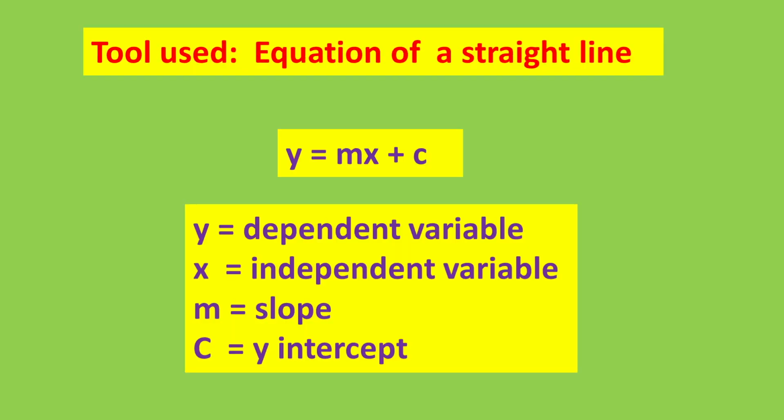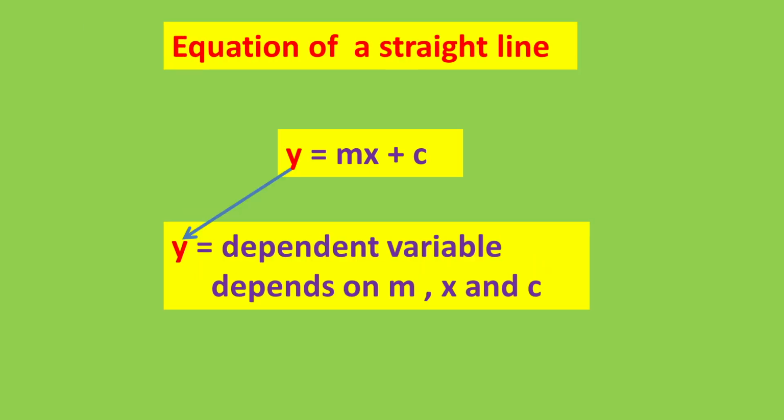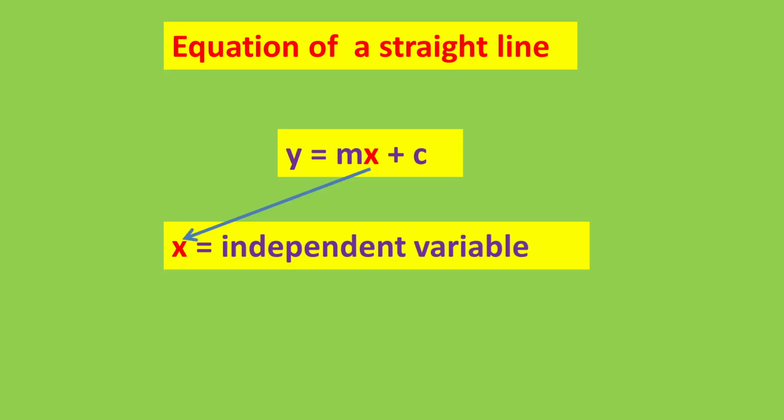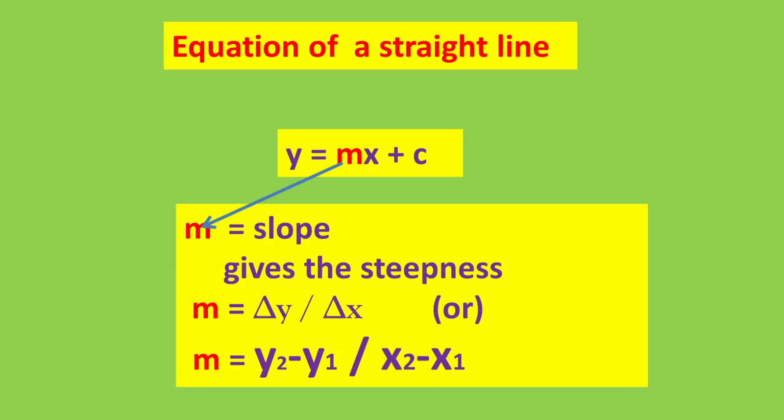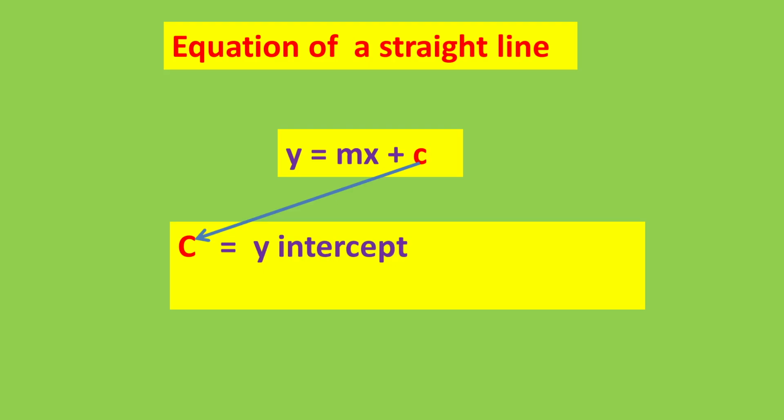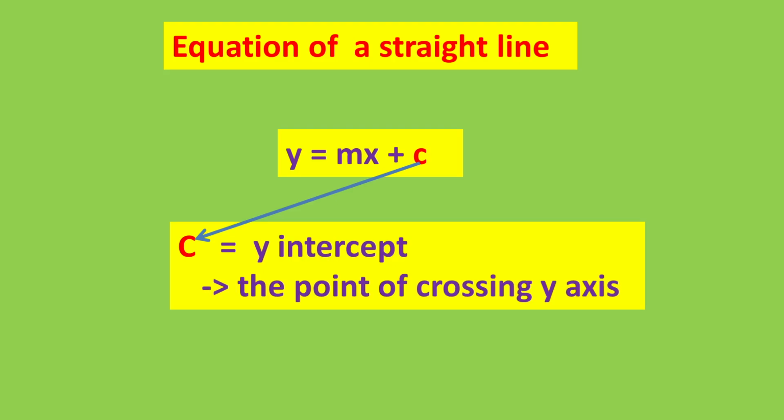We'll use the equation of a straight line y equal to mx plus c, where y is the dependent variable. It depends on m, x and c. In our case, y is v of t. x is the independent variable, in our case time t. m is the slope of the line. It tells us how steep the line is, and it can be calculated using the formula del y by del x, or y2 minus y1 divided by x2 minus x1. And c is the y-intercept, the point where the line crosses the y-axis.